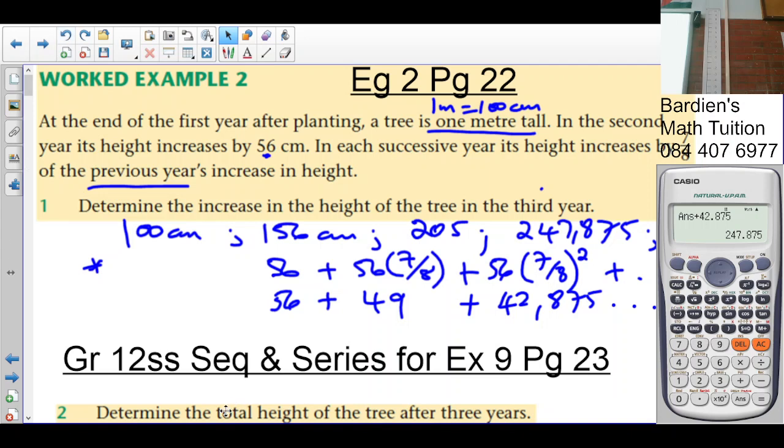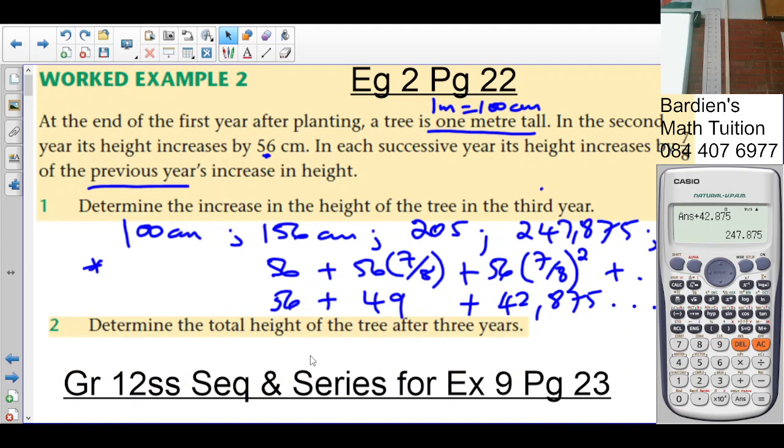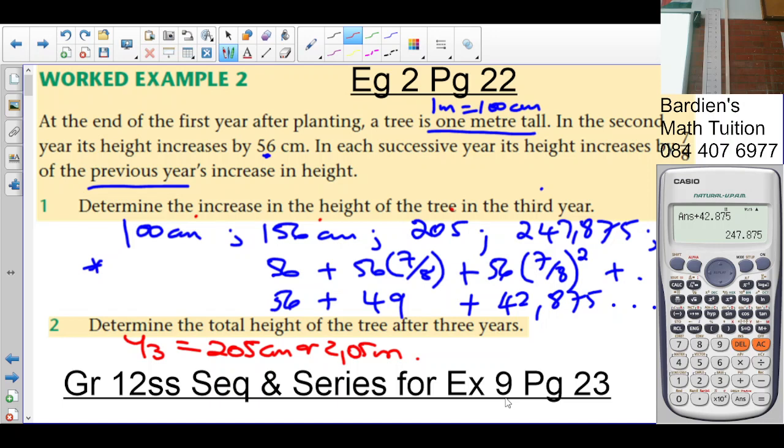Okay. Let's look at the next question. The next question, number 2, says, determine the total height of the tree after the third year. And that shouldn't be an issue. After the third year, it is going to be 205 centimeters. So T3, or year 3, is going to be 205 centimeters or 2,05 meters. Or you can work it out using the formula, which is really not needed, as you can see. Anyway, you're going to work out 205 centimeters because we need to see the pattern that is emerging here.